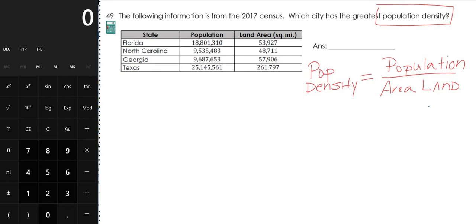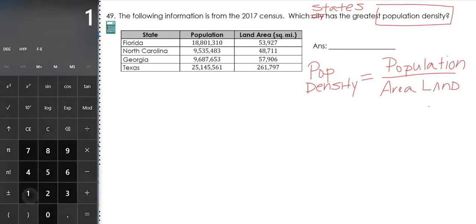You're just going to use your calculator here. And for each one of these cities, well, actually, they're not cities. They're states. So this should probably say states. So for each one of these states, you're going to go ahead and figure out the population density and see which one has the largest, the greatest population density. All right, let's get started. These are pretty big numbers.